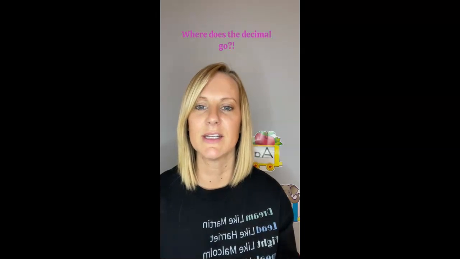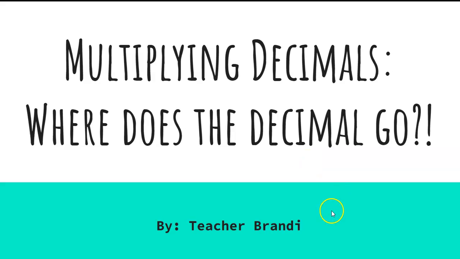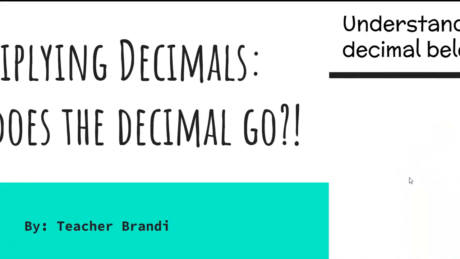Today I want to go over how we place the decimal when we're multiplying decimal numbers. I'm going to teach you a trick, but I'm also going to teach you the why behind the trick. So let's get started. Okay, so let's take a look at this example so that we can figure out where we place the decimal and why.